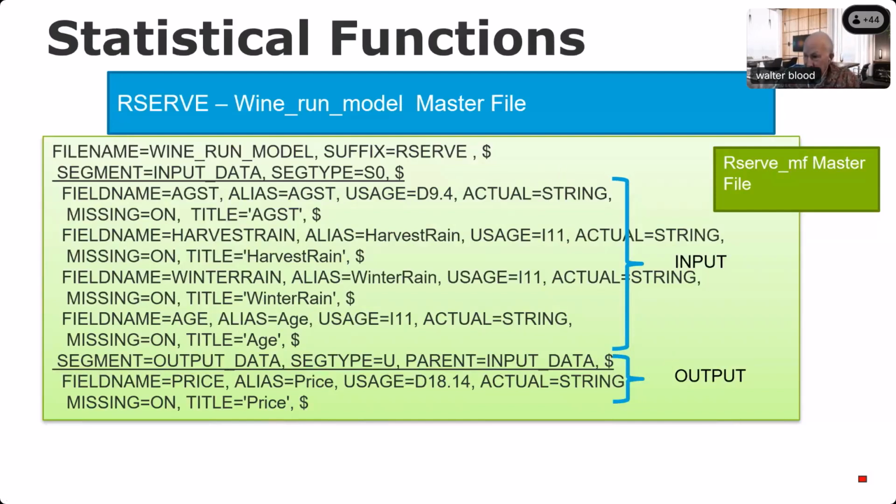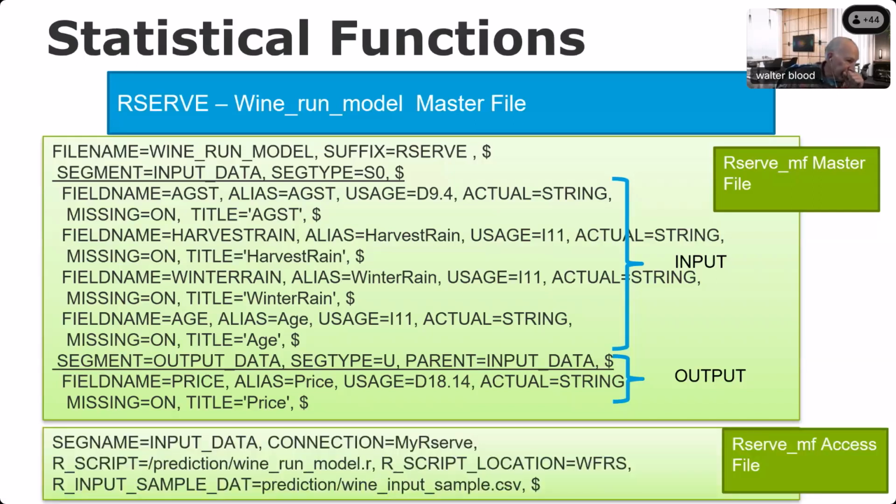All right. Again, we have for this file also an access file that's going to tell us where my connection is, what the script is that I'm actually going to run, and what the data file is for that particular file. And that's here. All of these are indicated in the access file.